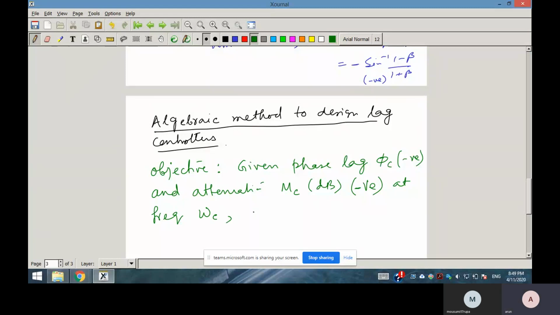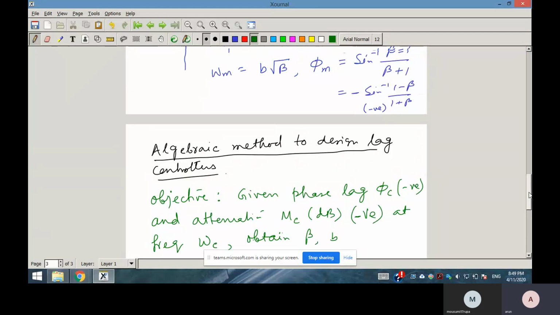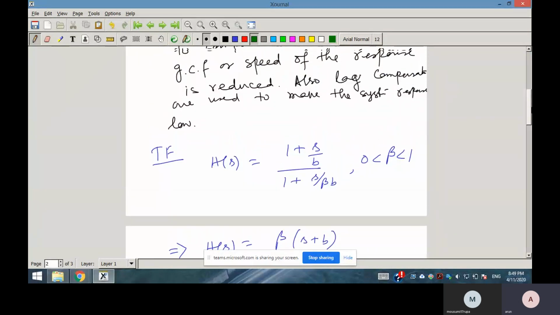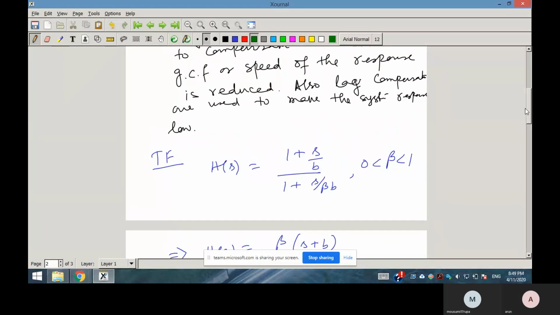what is the problem given? So what are the given? Phase margin phi c and attenuation MC in dB at some frequency omega c. We have to obtain the controller parameters. What are the parameters? Beta and b. Okay, so what is beta? Beta, we have seen, and here b is greater than 0. We are assuming b greater than 0.